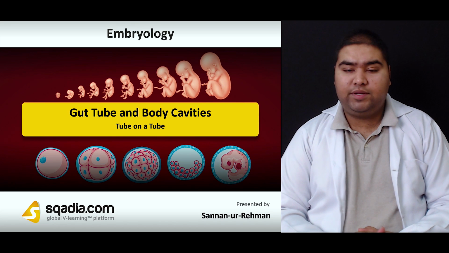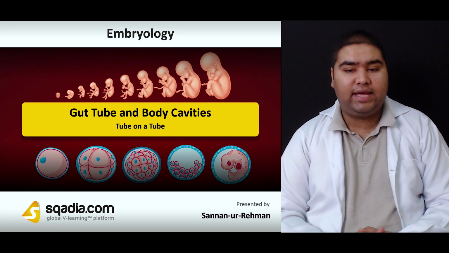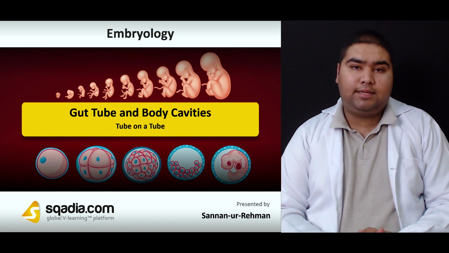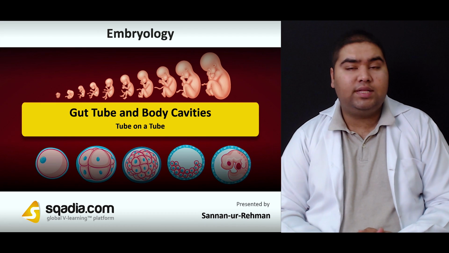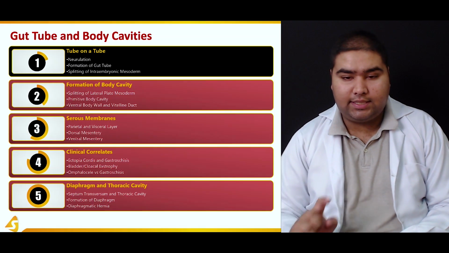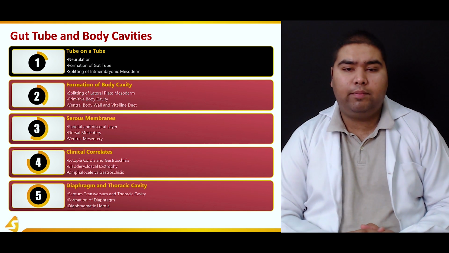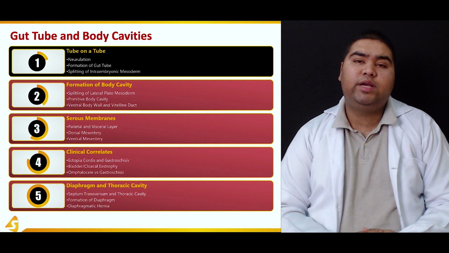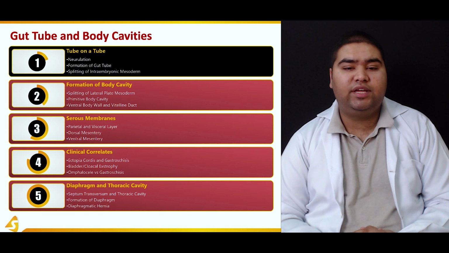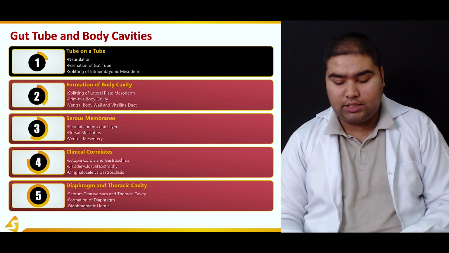Today the topic of my presentation is gut tube and body cavities. The subsection is tube on a tube. We'll see in a minute why we call it that. So in this section we'll be talking about neurulation, the formation of gut tube and the splitting of intraembryonic mesoderm.